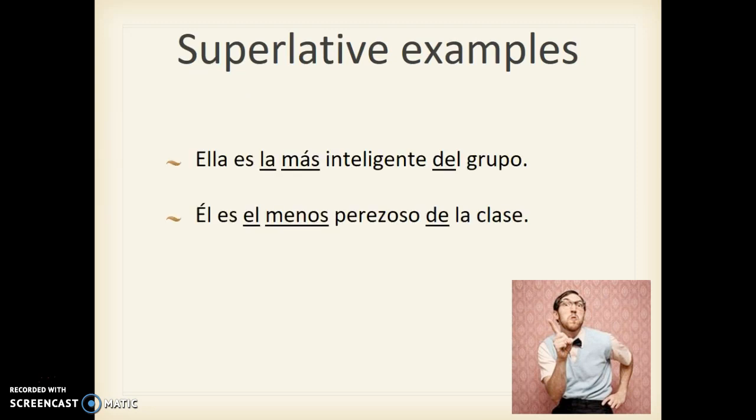Here's an example. Ella es la más inteligente del grupo. She is the most intelligent of the group. Look at this one. Él es el menos perezoso de la clase. He is the least lazy of the class. So he is the definite article, menos, because we need más or menos, perezoso, adjective, de la clase.